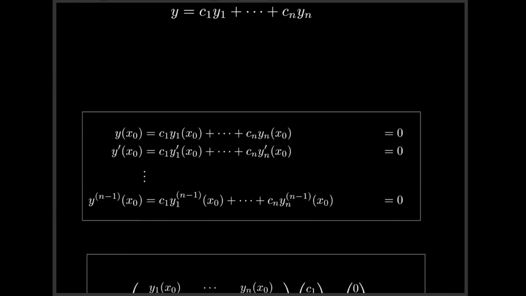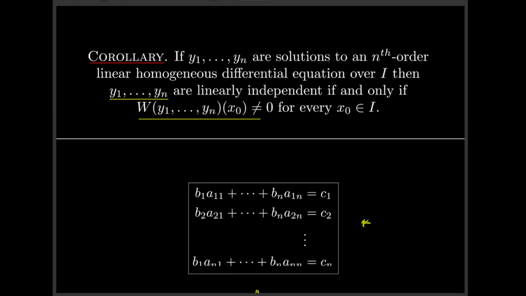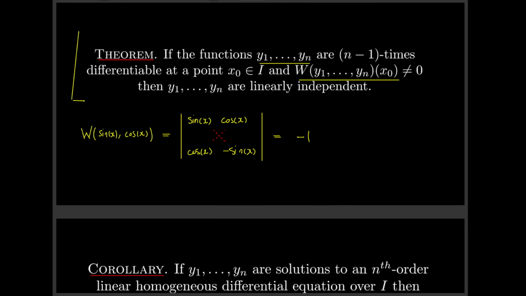So the first thing we want to do is try and understand why this corollary is in fact true. So let's see what is known here. The claim is that the functions y1 up to yn, which are solutions to an nth order linear homogeneous equation, are linearly independent if and only if the Wronskian is non-zero for every number in our interval, for every x0 in I. Now we already know that if the Wronskian is non-zero for just the one value, then the functions are linearly independent. So we actually already have half by this theorem up here.